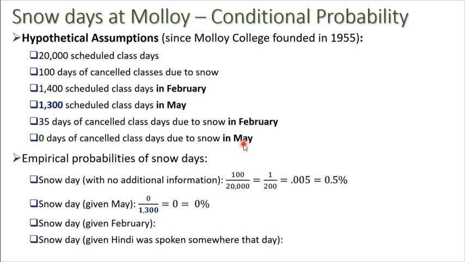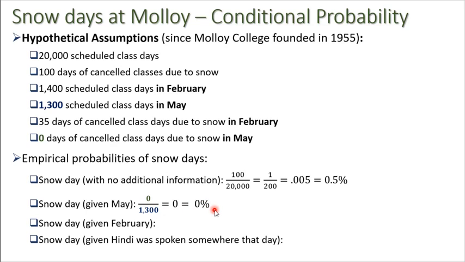So when we're considering snow days, we're only considering the ones that appear in May. And we're going to be dividing only by the number of days that were scheduled for May. It doesn't make sense to talk about all of the scheduled class days if we're given that we're in May. So here it would just be 0 over 1,300, which is 0 or 0%.